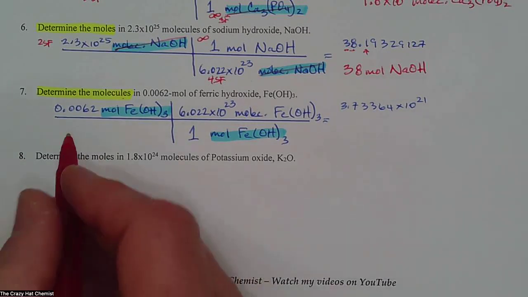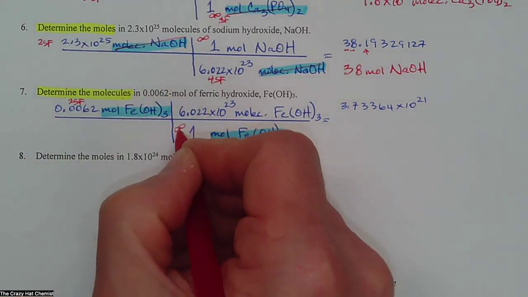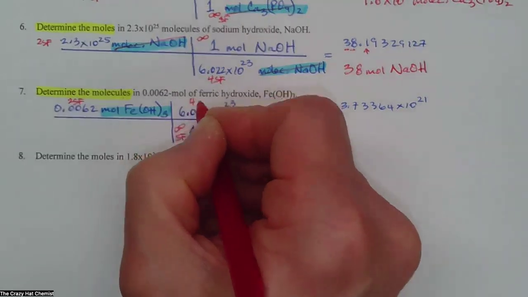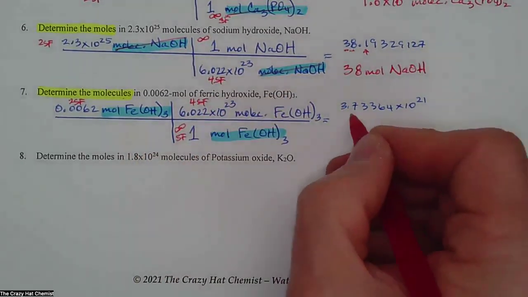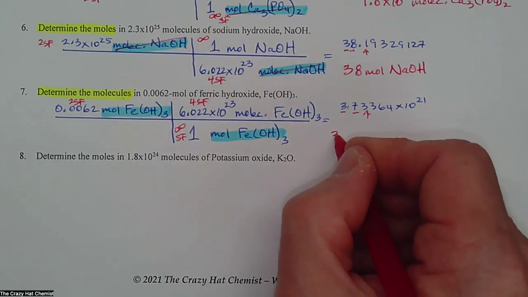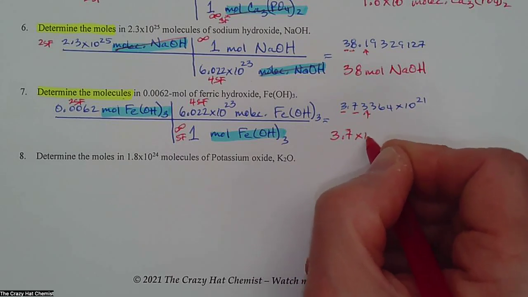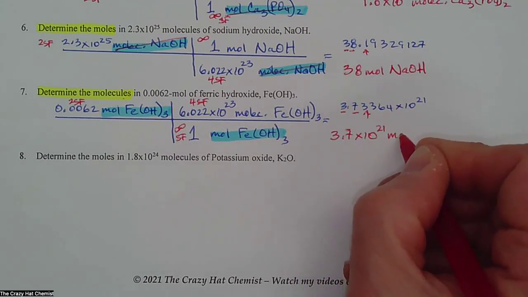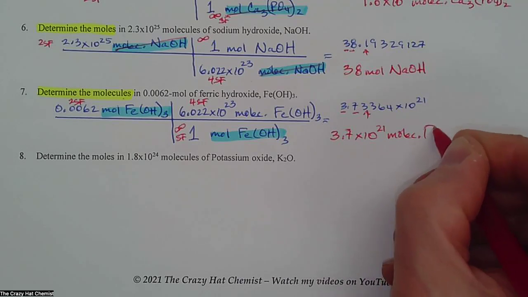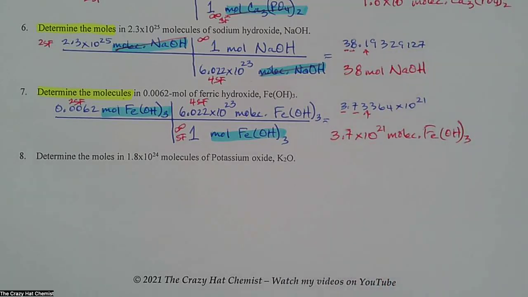So we need to round this number. This number has two significant figures. This number has an infinite number of significant figures, and this is four significant figures. So we need to round this number right here to two significant figures. I'm rounding with that 3. So I got 3.7. 3.7 times 10 to the 21 molecules of Fe(OH)3, ferric hydroxide.